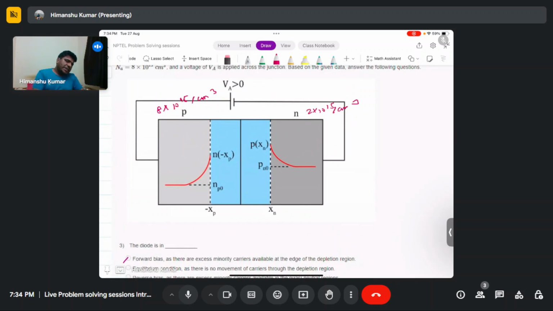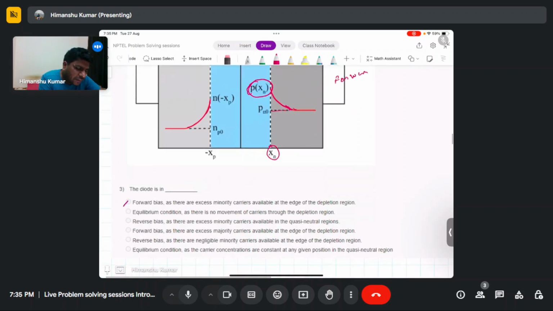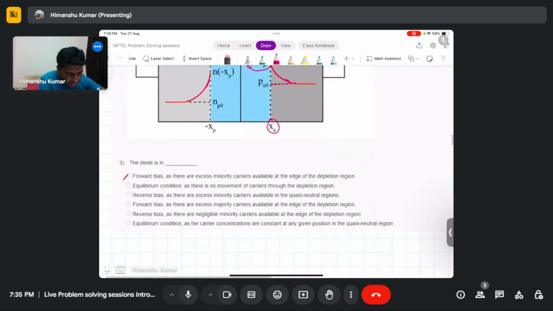As you can see, the concentration of holes at the n side depletion region boundary is increasing actually. In equilibrium it is pn0, but it is increasing with the bias, and here also it is increasing with the bias. That case, as we discussed, happens in the forward bias. So the biasing operation is the forward bias, as there is an excess minority carrier available at the edge of the depletion region. Yeah, so this is the correct answer.